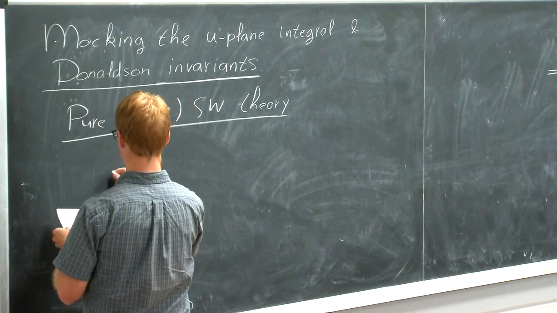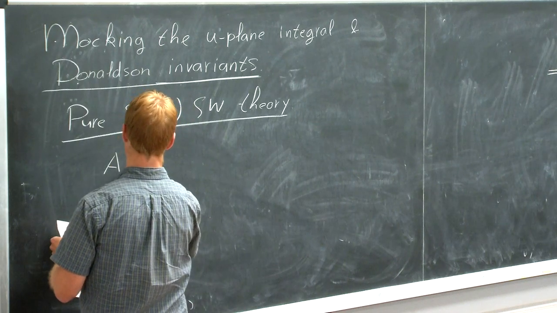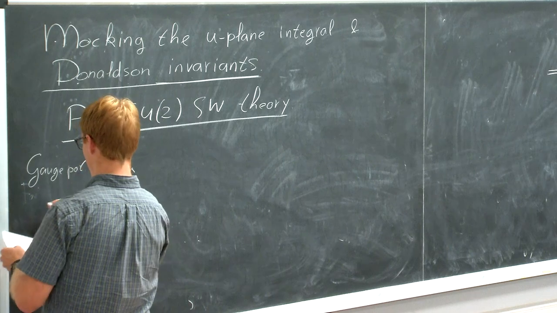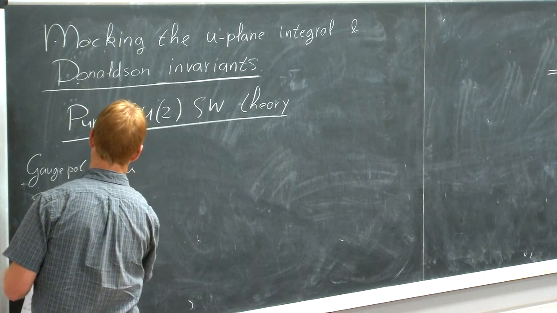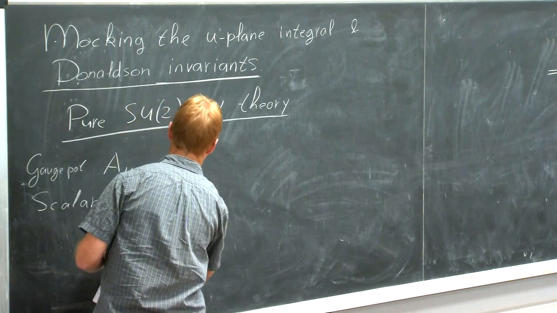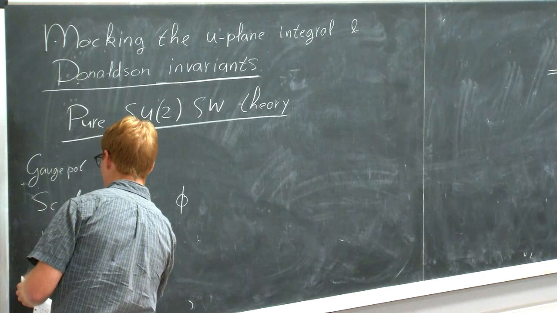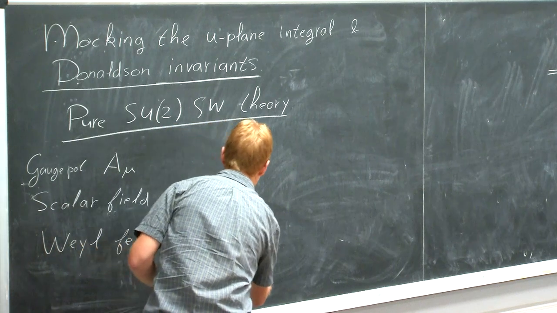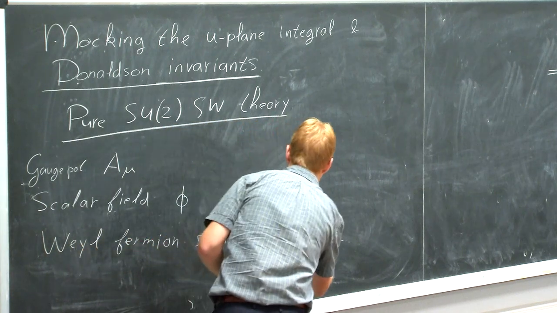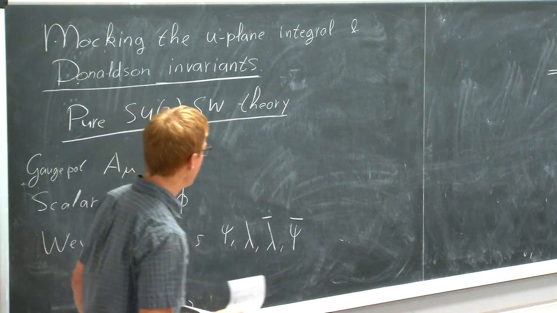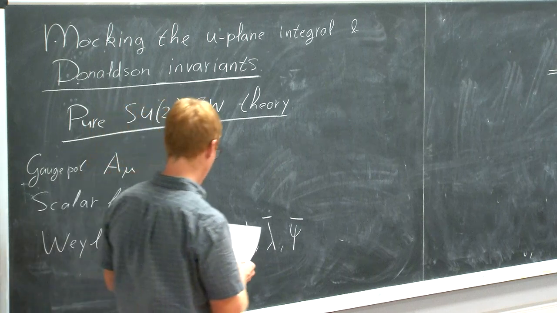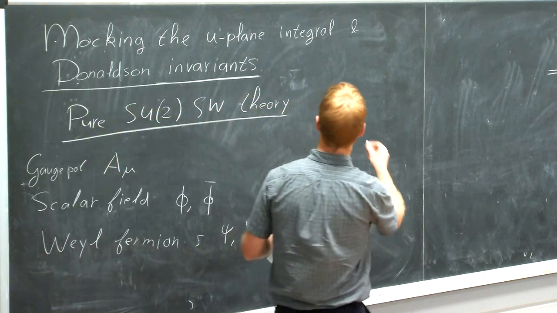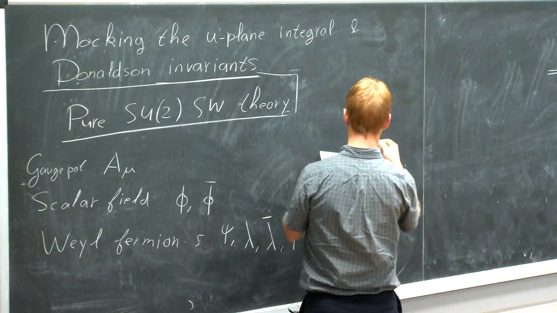And the field content then consists of a gauge potential A_mu, together with a complex scalar field phi, and two Weyl fermions, which are psi and lambda, and then lambda bar and psi bar. So this is complex, so we have a phi and we have a phi bar. And let me also mention the representation of these fields under the global symmetry group.